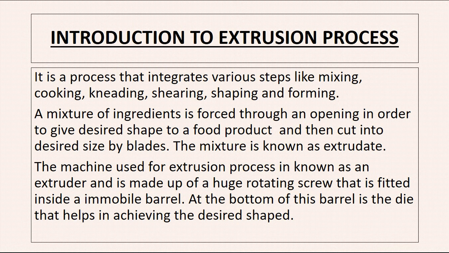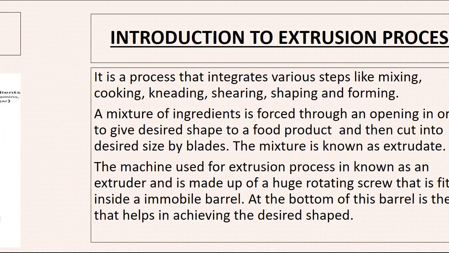So, extrusion is a HTST process, which means high temperature short time process, which has become very popular nowadays for the manufacturing of new and traditional food products. In this, the food ingredients are forced through a die which shapes them into a desired shape and form. To do this, an extruder is used, which comprises a rotating screw that has been fit inside a stationary barrel. We will discuss the various types of extruder in this PPT later.